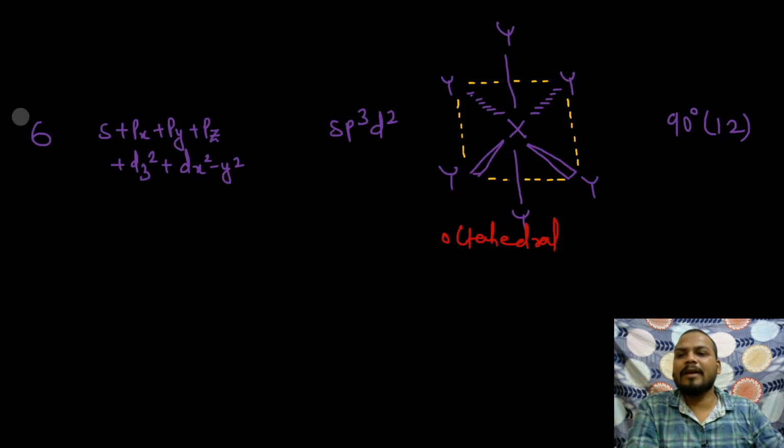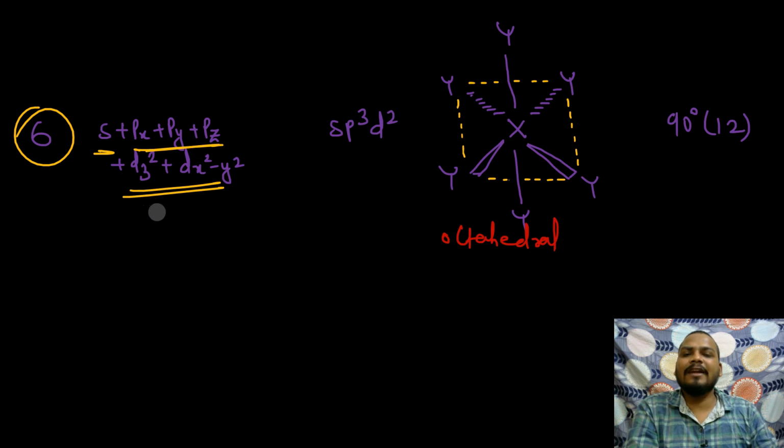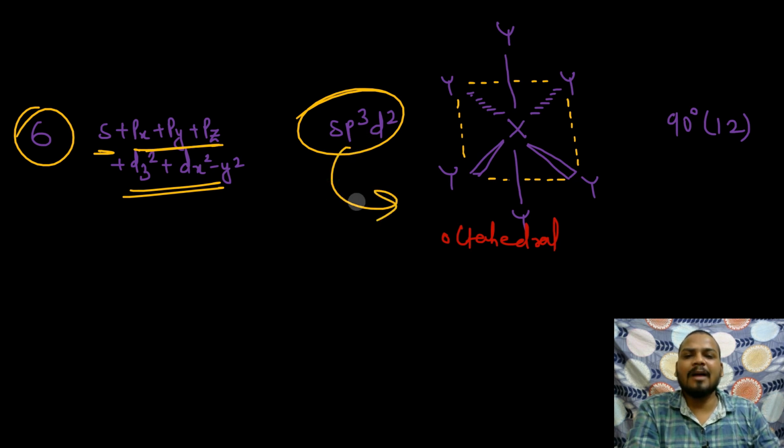If the number of hybrid orbitals is 6, then 1s, 3p and 2d orbitals go for intermixing, and the 2d orbitals are dz square and dx square y square. This is the most important thing. The hybridization related to this intermixing is called sp3d2, meaning 1s, 3p orbitals and 2d orbitals go for intermixing. The geometry related to this hybridization is octahedral, which has only one kind of bond angle, 90°, and the number of 90° bond angles is 12.